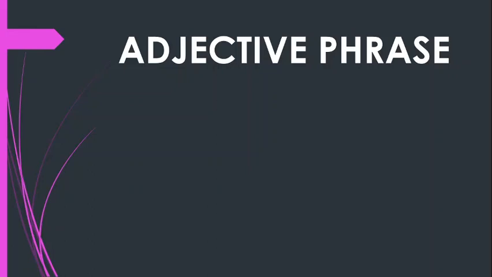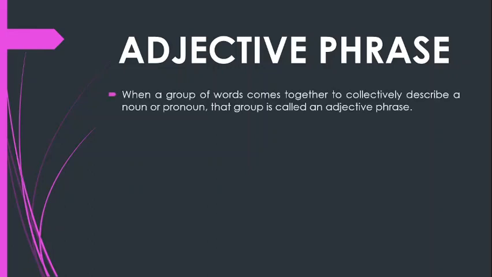But when they come together, this group of words becomes one whole unit. All together, they play the role of an adjective. They describe a noun. They talk about a noun in the sentence. So if you can identify the noun in the sentence and then look for the group of words which tells something about it, which gives some extra information about the noun, you will have found your adjective phrase. So the definition is: when a group of words come together to collectively describe a noun or pronoun, that group is called an adjective phrase.